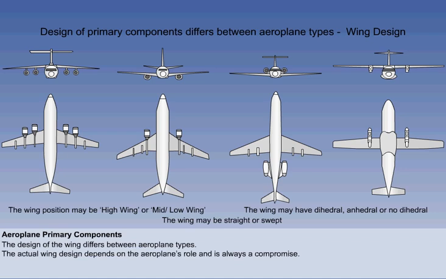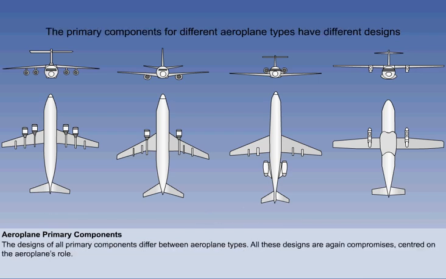The actual wing design depends on the aeroplane's role rather than artistic style. A design feature that enables an aeroplane to fly faster will also have disadvantages. Similarly, a wing design that enables a heavily laden aeroplane to take off and land from a relatively short runway will have different disadvantages. Ultimately, every wing design is a compromise. Similarly, the design of the other aeroplane components is also a compromise.